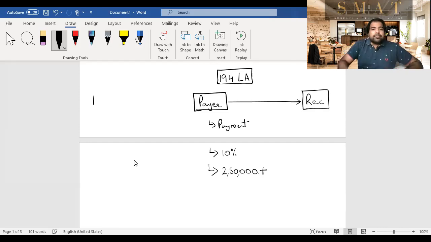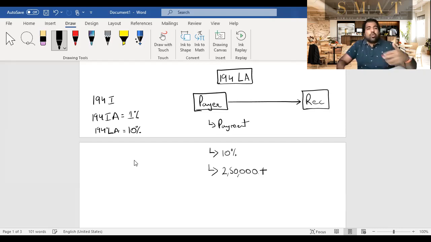Just recapping, guys. 194I is immovable property rent, 194IA is immovable property acquired, and 194LA is legally acquired. This is 10% because the government wants to collect tax. This is 1% because the government just wants to know who's buying, who's acquiring these properties. And here it's 2% and 10% depending on the different margin that the government has. Guys, this one and this one do not apply to agricultural properties, and these do not apply to small persons, that is individual nature. For the small people, it does not apply to them.